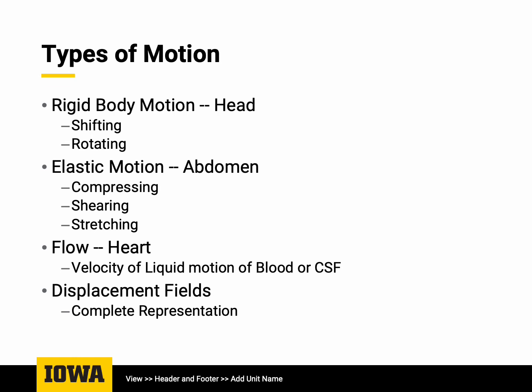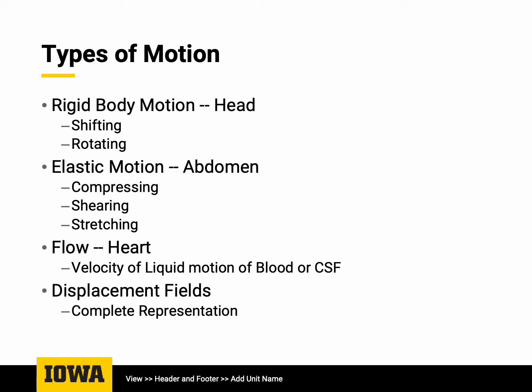I wanted to talk a little bit about the different types of motion. Rigid body motion can be modeled through mathematical parameters using 3 equations for rotation and 3 for translation. These are shifting and translating your head back and forth. Elastic motion takes about 12 different parameters to be able to mathematically model the type of motion. These are often seen in the abdomen, where you have many things that are moving and stretching, compressing, and shearing in different directions.